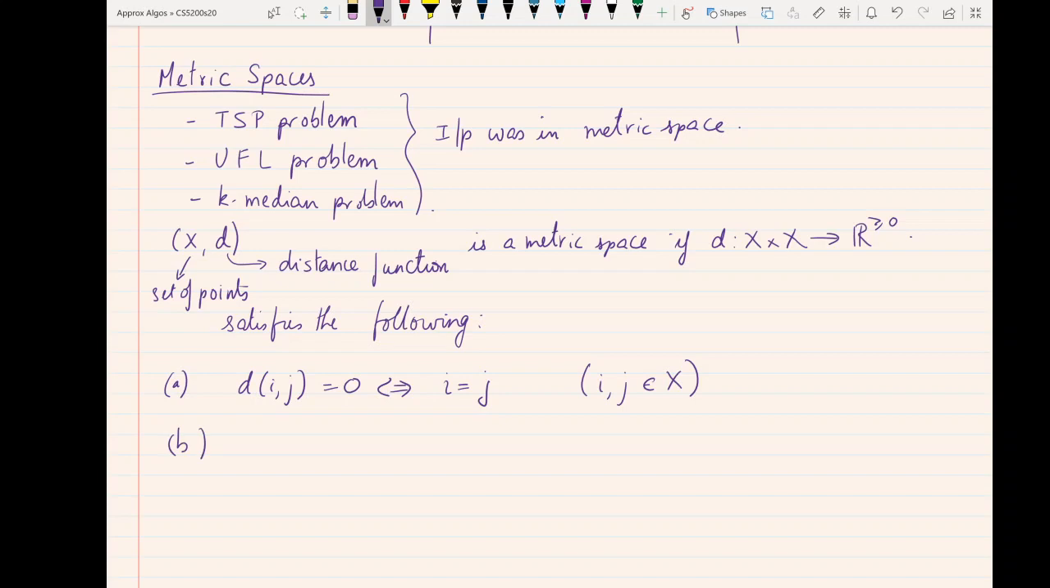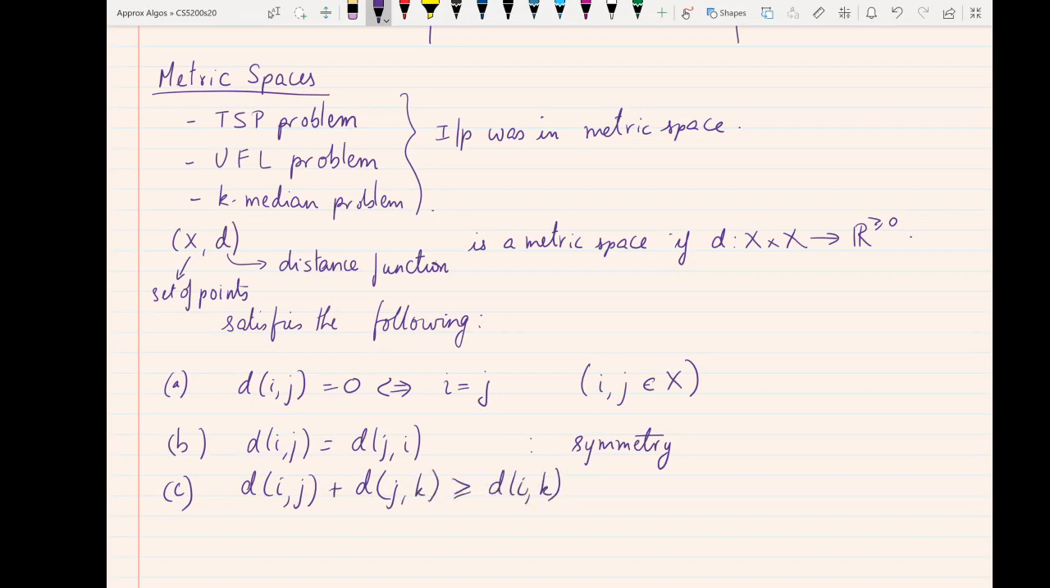Next, d of ij is equal to d of ji, which is basically symmetry. And finally, and the most important, is that d of ij plus d of jk is greater than or equal to d of ik. Okay, this is called the triangle inequality. As you have seen, this is for all i, j in x, and the triangle inequality holds for all ijk triples in x.